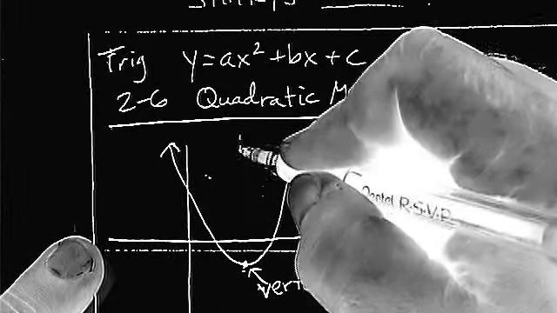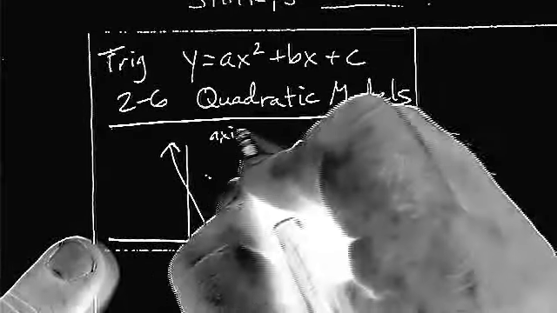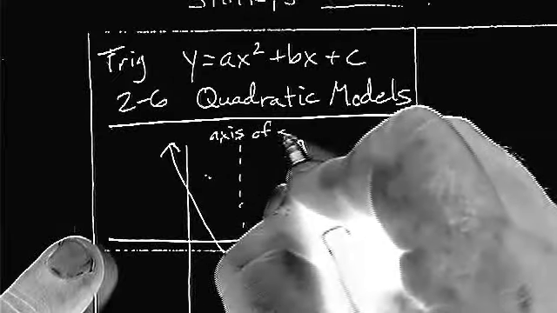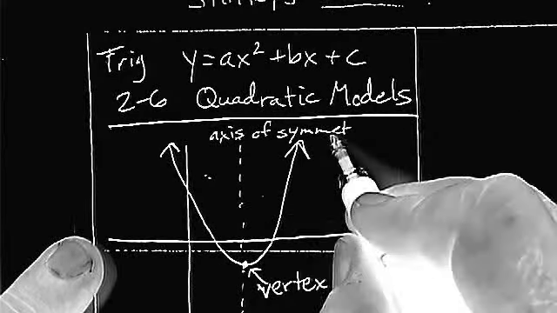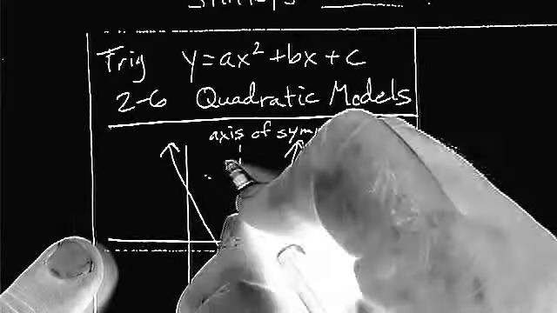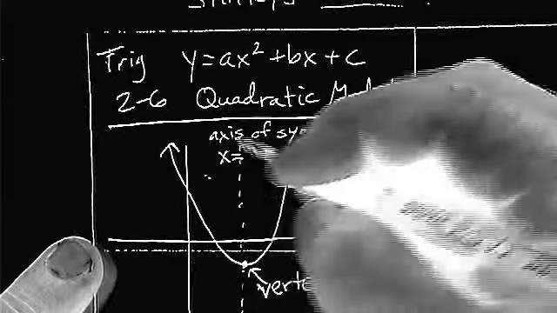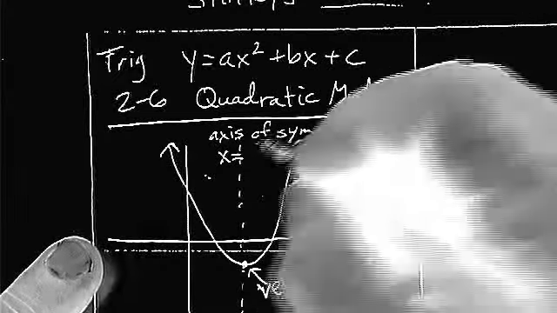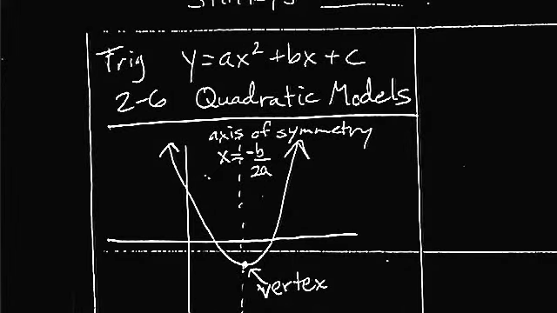And there's another line that goes through the middle. It's kind of an imaginary line, but we call that the axis of symmetry. Okay, and we know how to find the axis of symmetry. X is equal to, right, because we know every vertical line in the universe is always x equals, the opposite of b over 2a. That is the middle of the parabola.